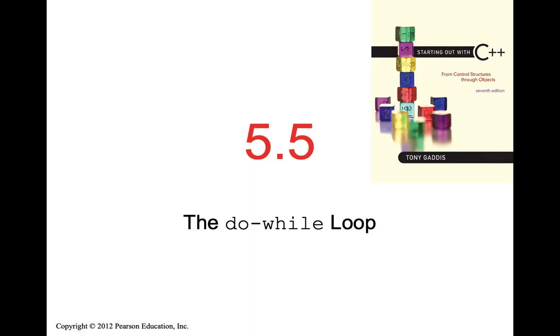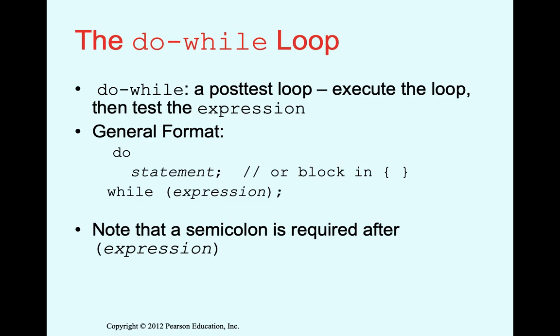So there is something called do while. It's another statement for loops. So we have while and we have do while. Do while is called a post-test loop because it checks the condition after the block. So it executes the loop and then tests the expression.